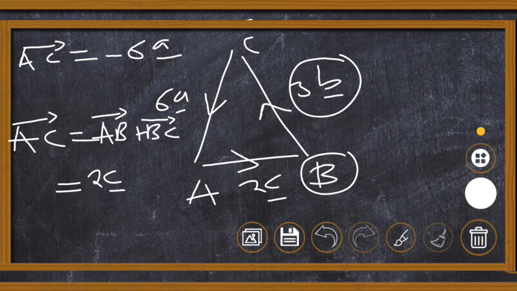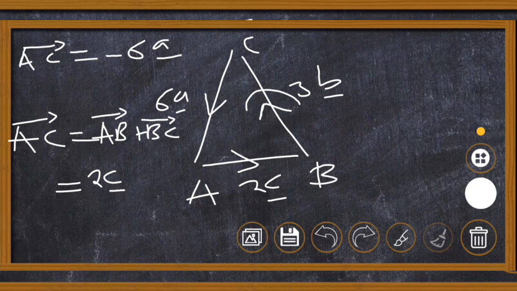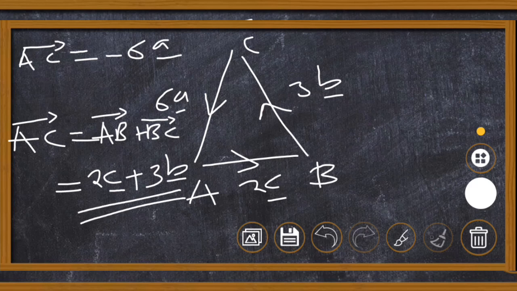Then from vector B going to vector C, what is it? It is vector 3B. So is it going to be positive or negative? Since we are moving according to the direction, it's going to be positive, because we are going this direction from vector B to C. So it's positive vector 3B. So this is the value. This is basically the idea behind whatever we have.